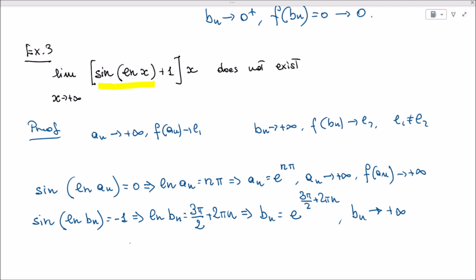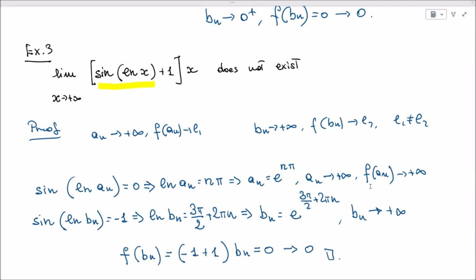And what happens now? Well, it happens that f of bn is equal now to (-1 plus 1) times bn. But this function is constantly equal to 0, is always 0, just because the first term is constantly equal to 0. So this is a constant function, always equal to 0, and of course this will tend to 0. And this finally concludes the proof.